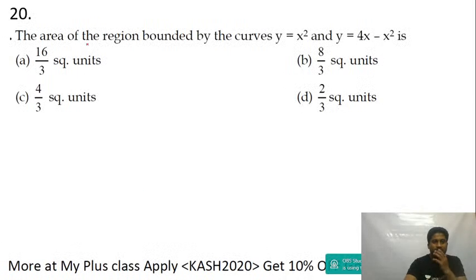Question number 20. Area of the region, good question. Okay, the area of the region bounded by y equal to x square and y equal to 4x minus x square. Okay, now first I'm going to solve these two, guys, to get the point of intersection. Call this equation 1 and call this equation 2. Okay, let us solve equations 1 and 2.